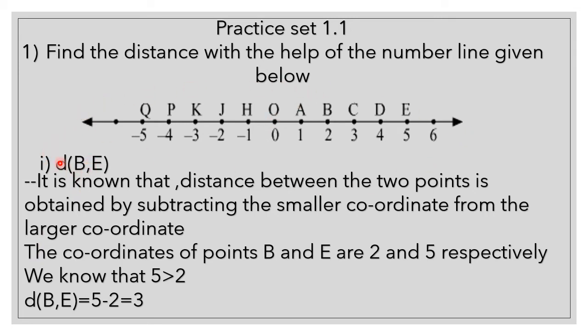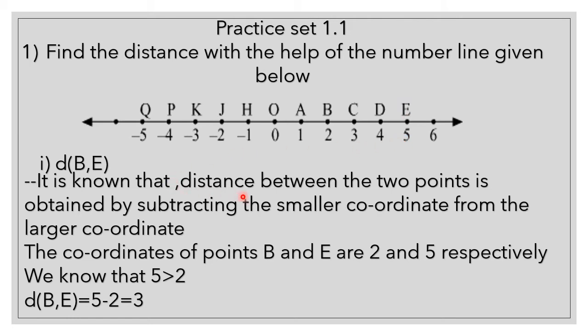First example is, here we have to find out the distance between the point B and E. Here your point B is there and here your point E is there. Now we have already learned that whenever we want to find out the distance between any two given points, at that time first we are just observing what is the coordinate of those given 2 points. Here the coordinate of B is 2 and the coordinate of E is 5.